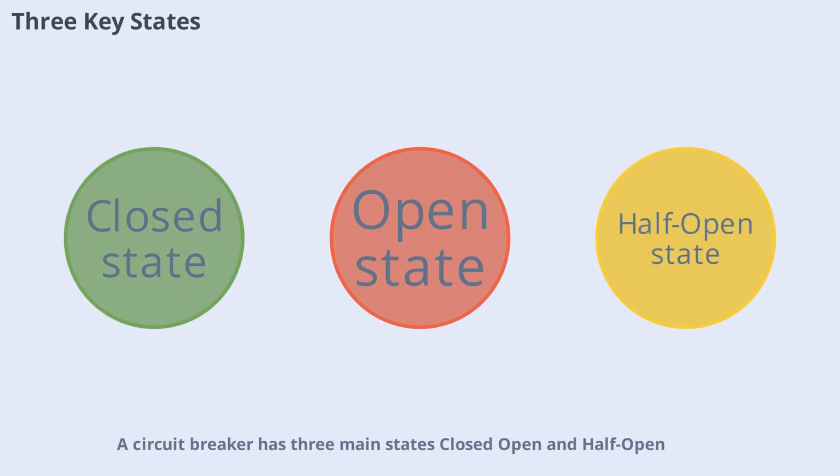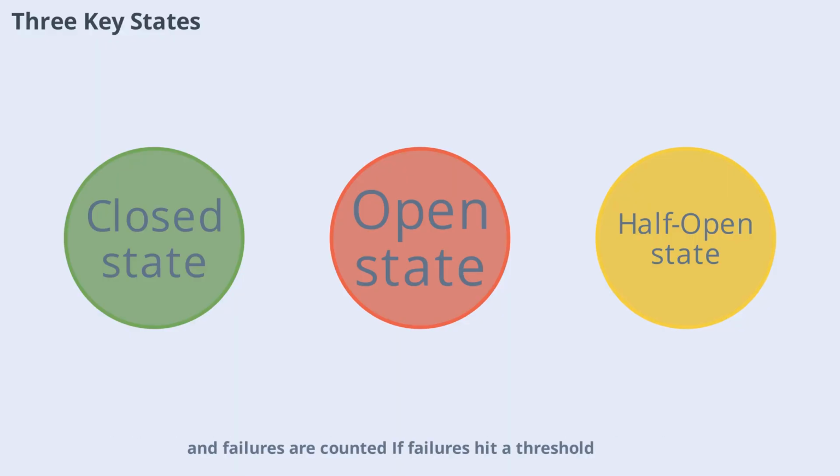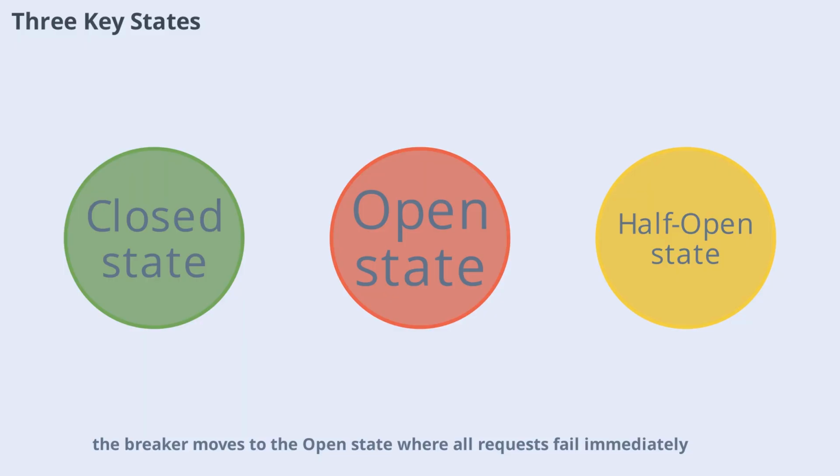Circuit breaker has three main states: closed, open, and half open. In the closed state, everything works as normal, requests go through and failures are counted. If failures hit a threshold, the breaker moves to the open state where all requests fail immediately. After a timeout, it enters the half-open state, allowing a limited number of requests to test if the service is back. If those succeed, the breaker closes again. If not, it goes back to open. This cycle helps balance recovery with protection.